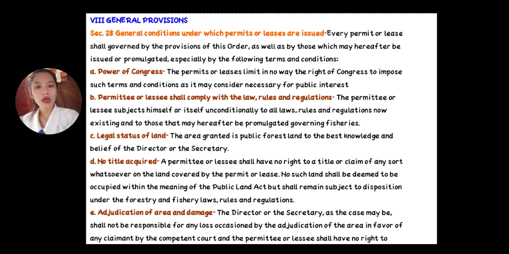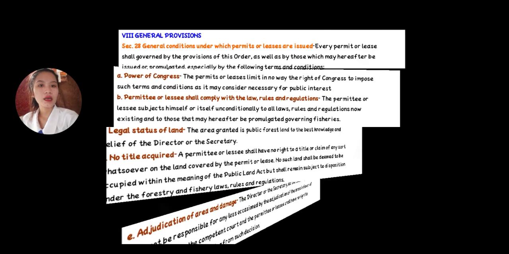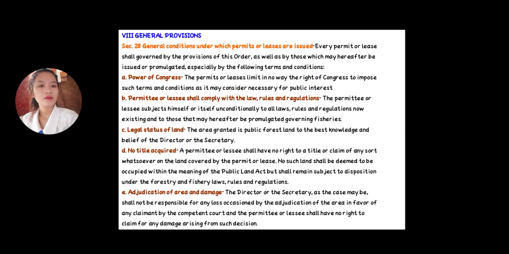So, letter E, adjudication of area and damage. The director or the secretary, as the case may be, shall not be responsible for any loss occasioned by the adjudication of the area in favor of any claimant by the competent court, and the permittee or lessee shall have no right to claim for any damage arising from such decision. So, the director or the secretary is not responsible for any loss of the area. And the permittee or lessee has no right to claim for any damage arising from such decision.